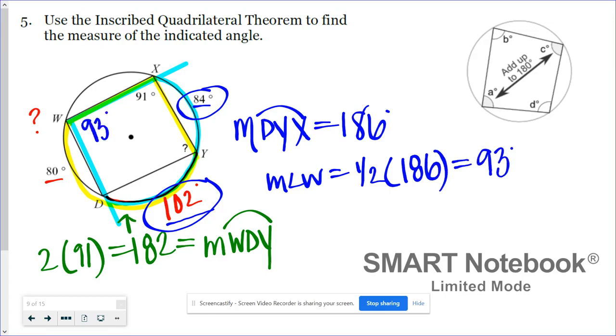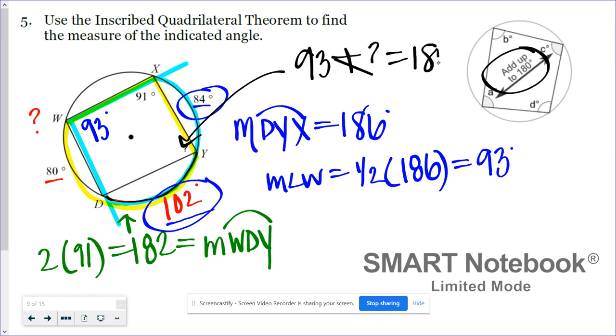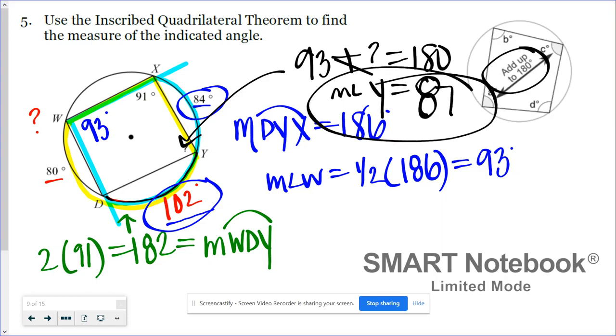And if angle W is 93 degrees, I can now find angle Y because they add up to be 180. So if I go 93 plus question mark, I'm going to get 180. So that's going to make angle Y, what is that, 87 degrees? Sorry, my pen doesn't like to work over there. And that's my final answer.